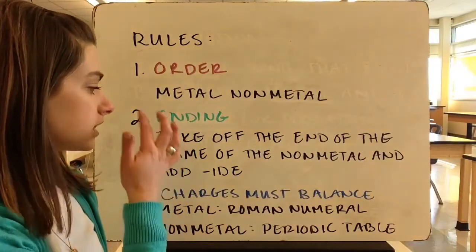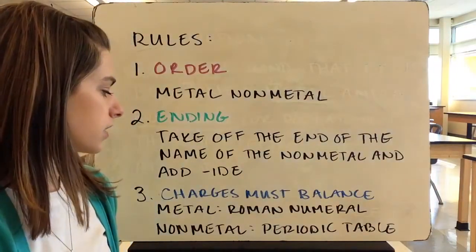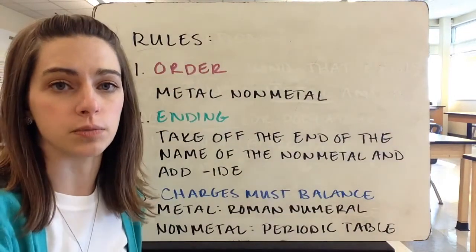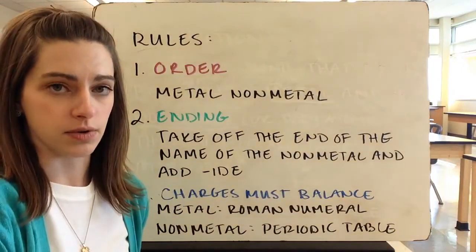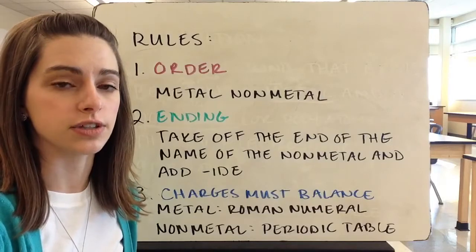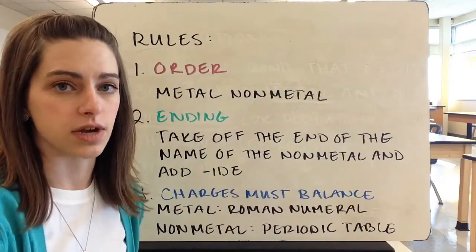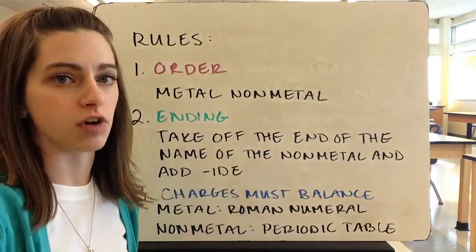The difference here is with the charges. The charges still have to balance. On our metal, we're going to find the charge from a Roman numeral. Our nonmetal, we're still going to find off the periodic table. So our charges have to balance, but we're going to find the charge for our transition metal from the name in the Roman numeral, not from its location on the periodic table. Let's jump in and look at some examples and make sense of all of these rules.